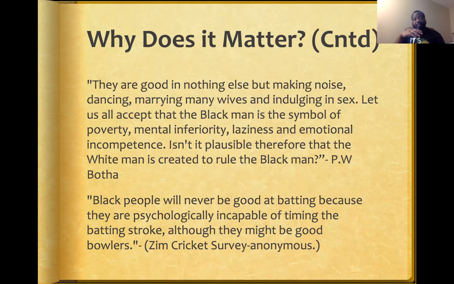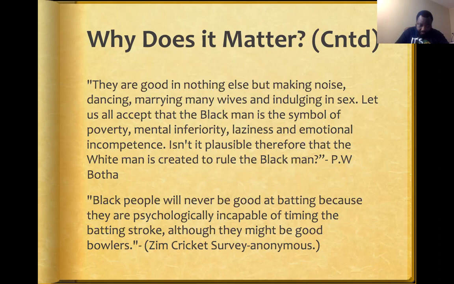So these are the ideas. Then also, they're good at nothing but making noise, dancing, all these things, which are really, yeah, dancing is awesome. So I don't know what you're talking about. But in any case, let's keep it moving. Now, this is from the 2000s.